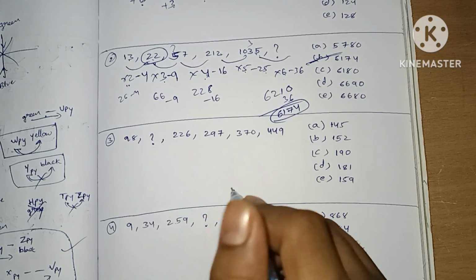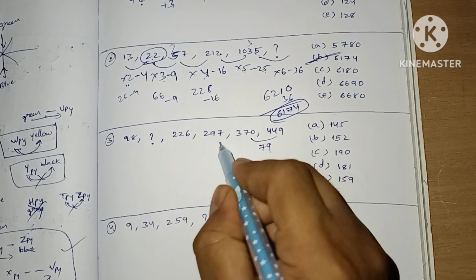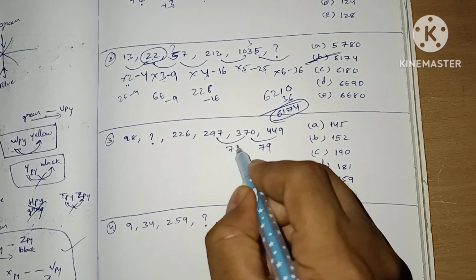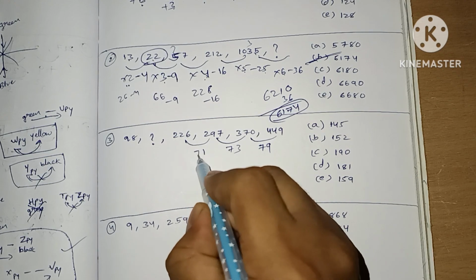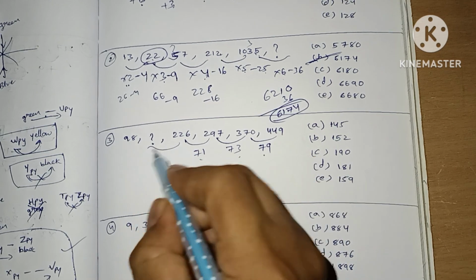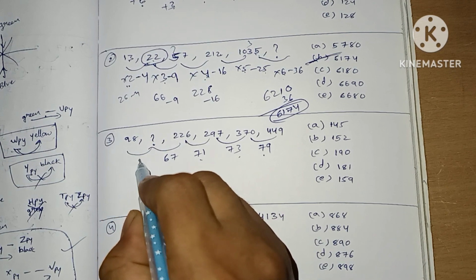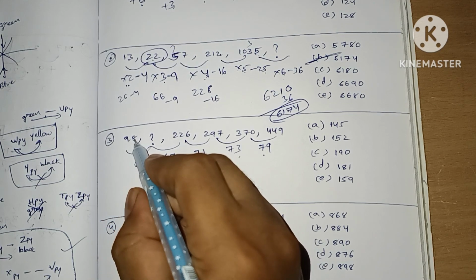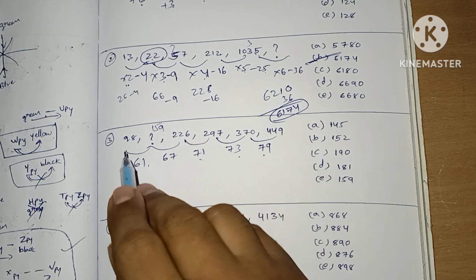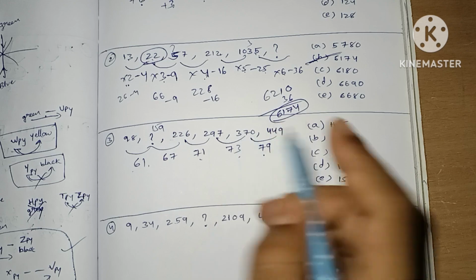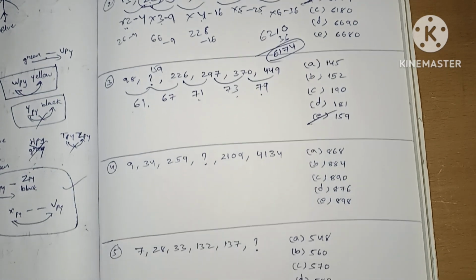In this case, we'll see the differences. Here the difference is 79, here the difference is 73, here the difference is 71. These are prime numbers, so this must be the prime numbers. Here the prime number is 67 and here the prime number must be 61. 98 plus 61 will be 159. 159 plus 67 we get 226, so our answer is 159, option A.